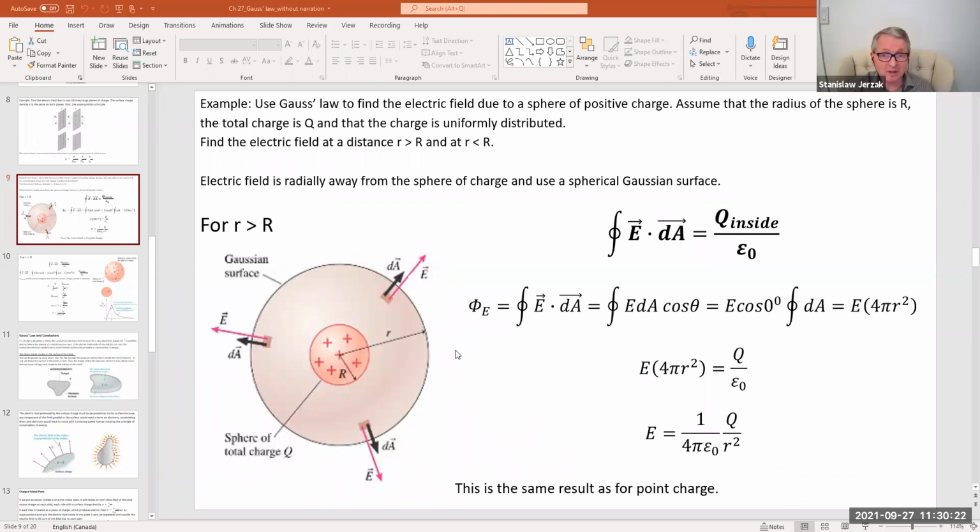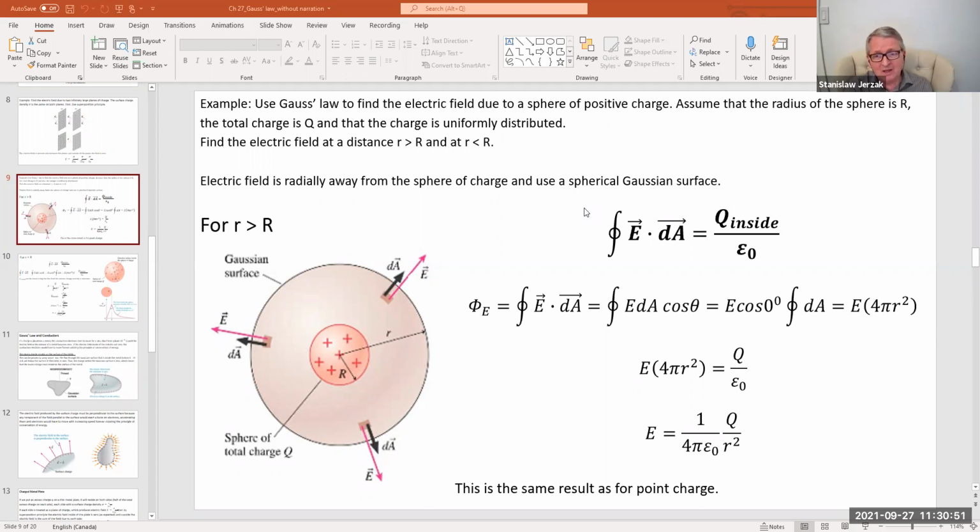Yeah, so last time on Friday, at the end of the lecture, I was explaining how to use Gauss law to calculate electric field produced by a sphere of charge. So I want to repeat this solution again because I did it quite quickly at the end of the lecture on Friday.